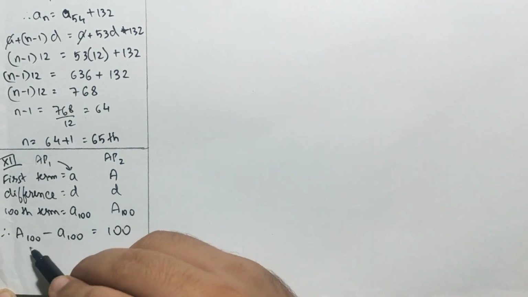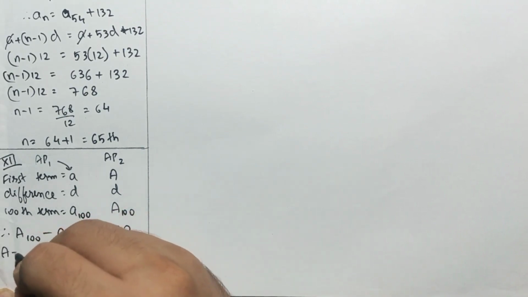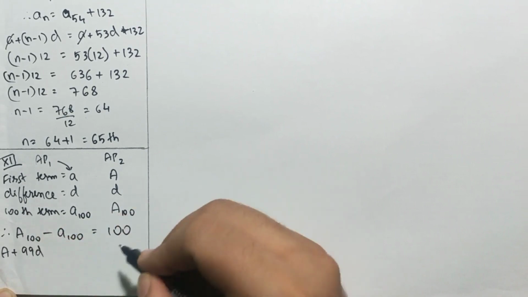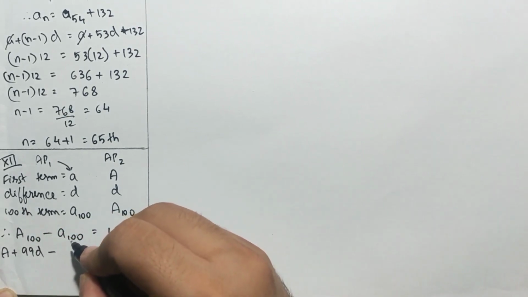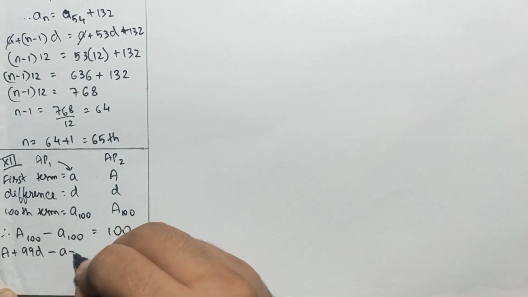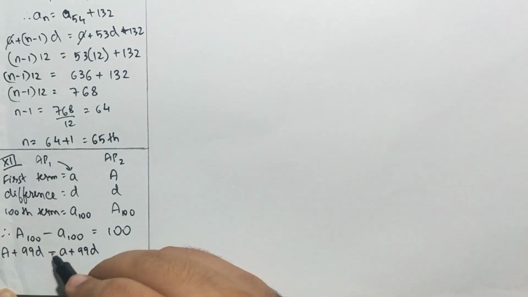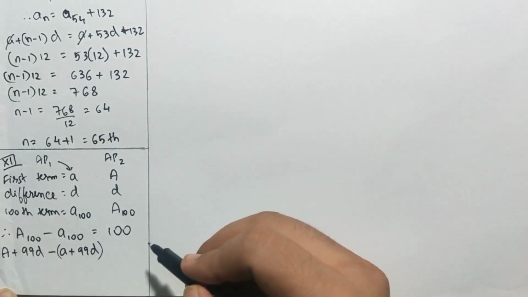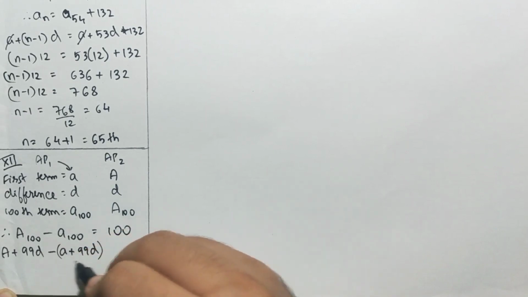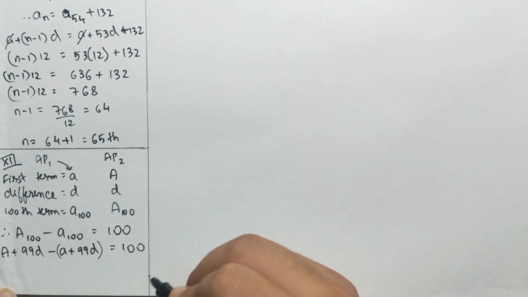Let us substitute the equation. What is a of 100? That would be a plus 99d. Minus this, a of 100 will be a plus 99d, but we cannot keep it like this because there was a minus sign ahead. So I will be keeping this in a bracket, because of this minus sign both terms should get subtracted, equals to 100.